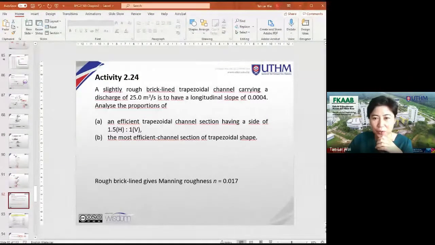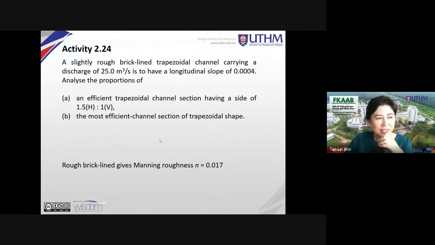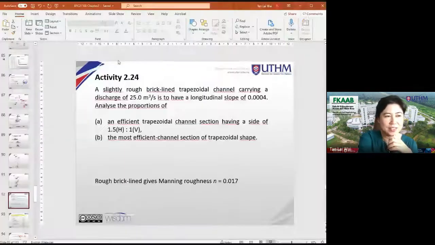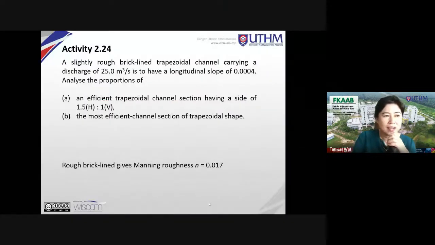Okay. I hope no one is coming in anymore. All right. Now let's look at this. Let's look at the question first. It says slightly rough brick line. Okay. Now from the description of, just a second, someone is coming in. Okay, all right.